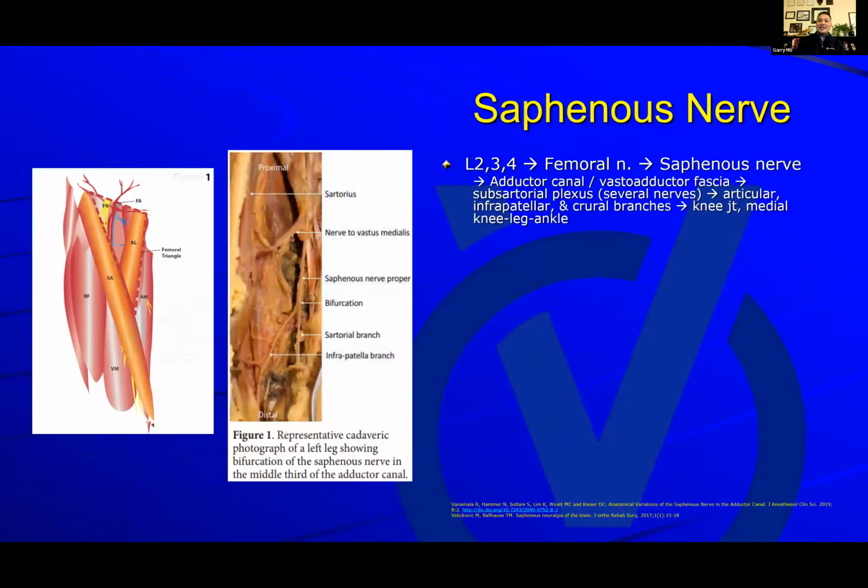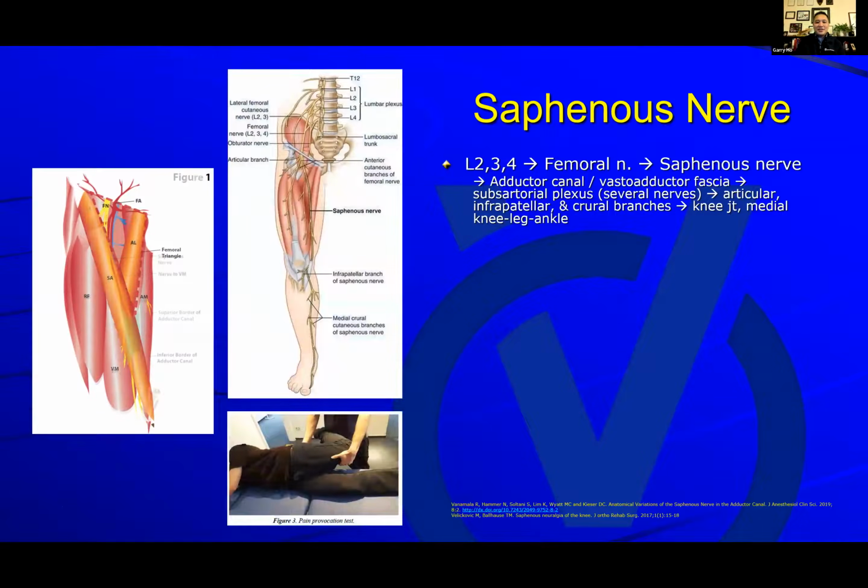The next nerve we'll talk about is the saphenous nerve, and the saphenous nerve is the terminal branch of the femoral nerve. It comes off L2, 3, 4, leaves the lumbosacral plexus and the psoas major, and then travels towards the groin, leaves the pelvis through the femoral canal, gives off its muscular branches, and then continues down the thigh as the saphenous nerve. So the femoral nerve turns into the saphenous nerve. As it travels down the thigh, it actually travels deep to the sartorius muscle, as you can see in this picture right here.